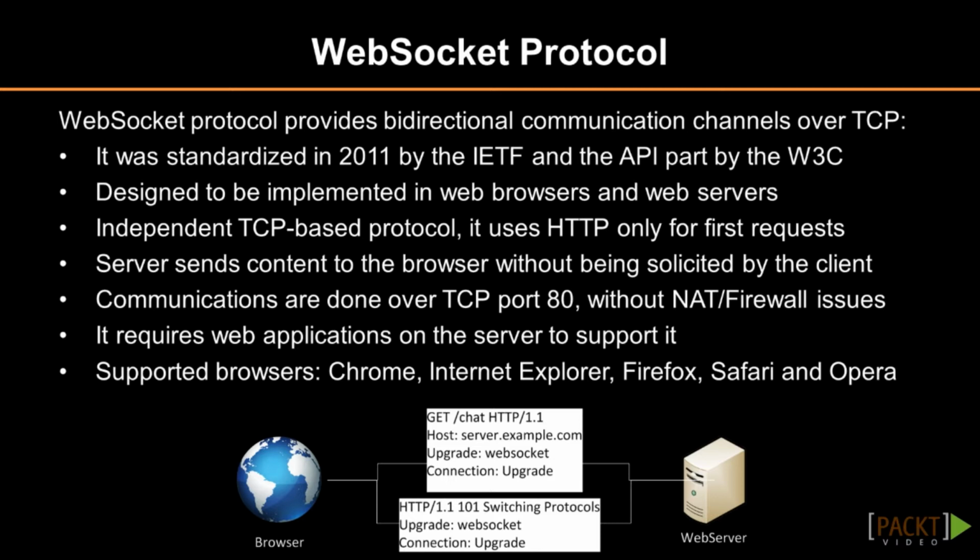As you can see from the picture, it uses HTTP only for the first request, where it uses the header field called Upgrade to request a protocol upgrade to the server. The server will reply confirming the request by adding the same header field to the answer. With this kind of protocol, the server can send content to the browser without being solicited by the client.